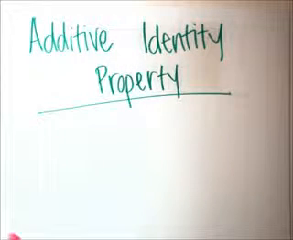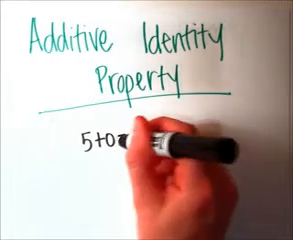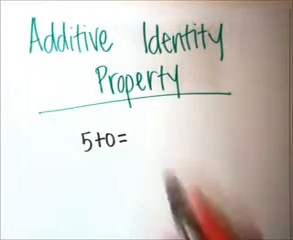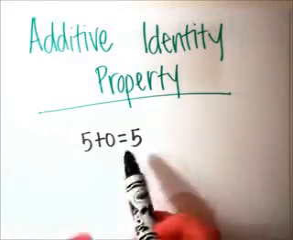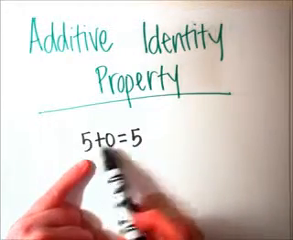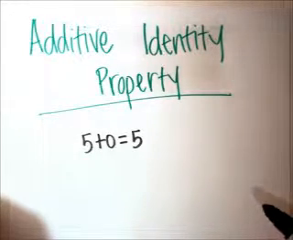All right, one you may not have heard before is the additive identity property. In the additive identity property, we see the word additive, so I know I'm going to be doing something with adding. So let's suppose I had 5 plus 0. Well, 5 plus 0 is equal to 5. The identity property is just saying whatever you do to this number, you're still going to result in that number. The number or the quantity essentially does not change.